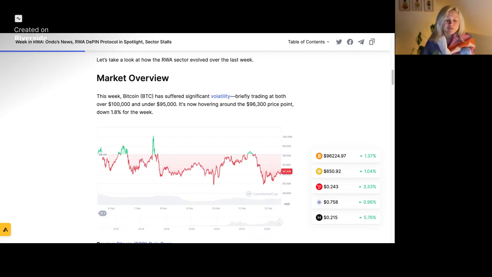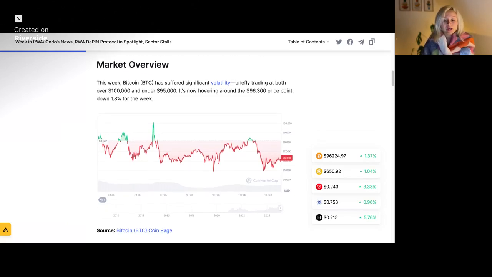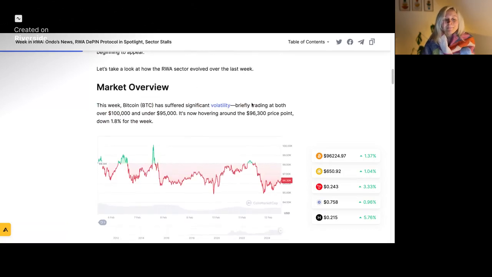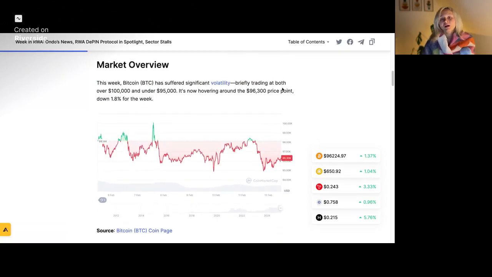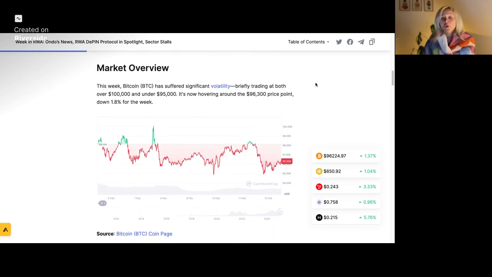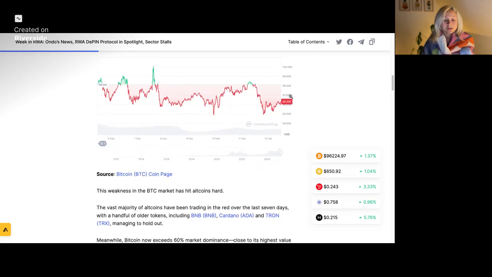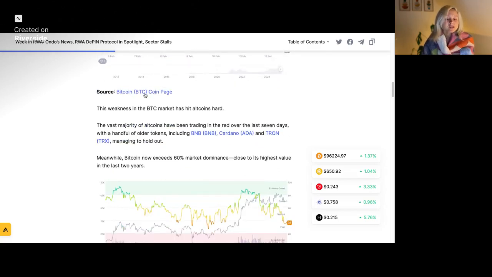The market overview. This week, Bitcoin BTC has suffered significant volatility, briefly trading at both over 100k and under 95k, and it's now hovering around the 96,300 price point, down 1.8% for the week. So we had some slightly bearish momentum going on during this consolidation. I don't even consider it bearish momentum, I just consider it a consolidation. And the source is the Bitcoin BTC coin page.